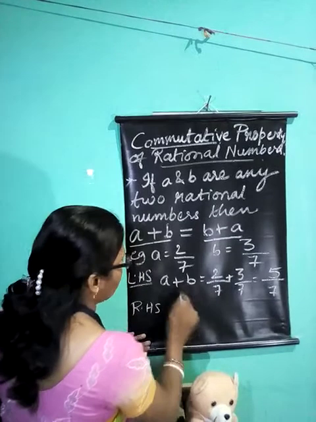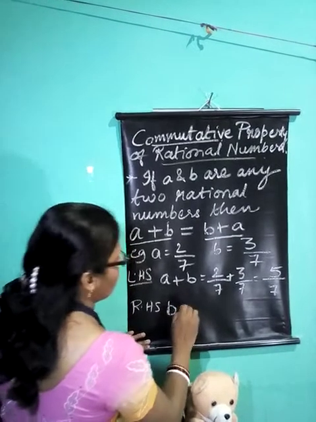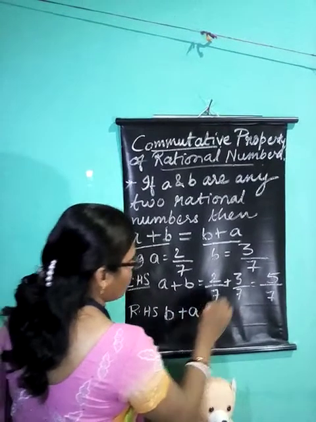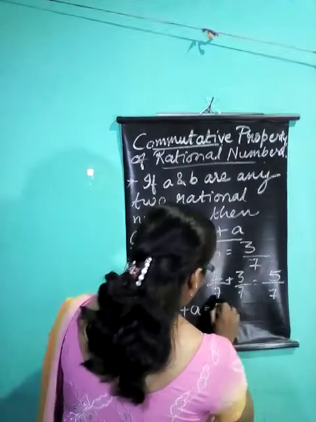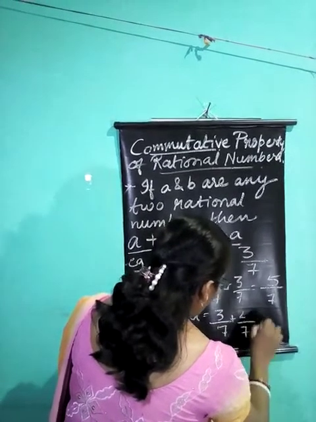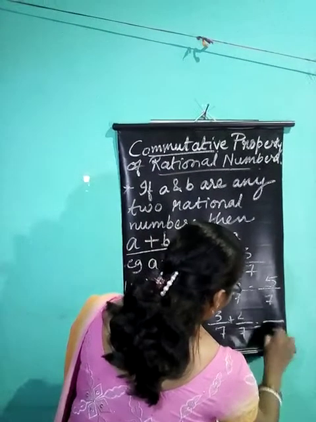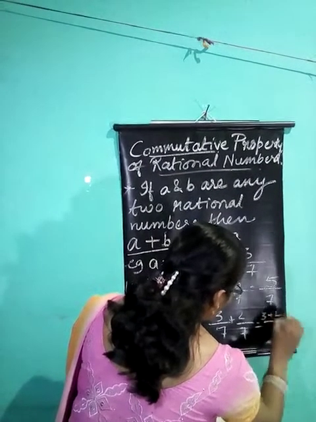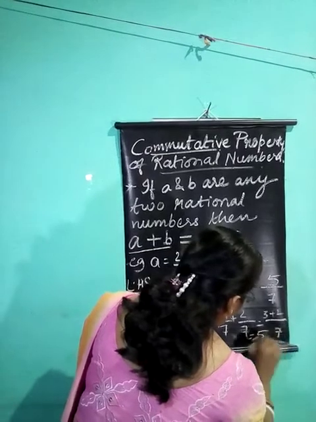Now RHS, B plus A. Now the position of these is changed. It becomes B first and then A second. So B is your 3 by 7. First we will be writing 3 by 7 plus 2 by 7. Now 3 plus 2, you get 5. That is, you have 5 by 7.